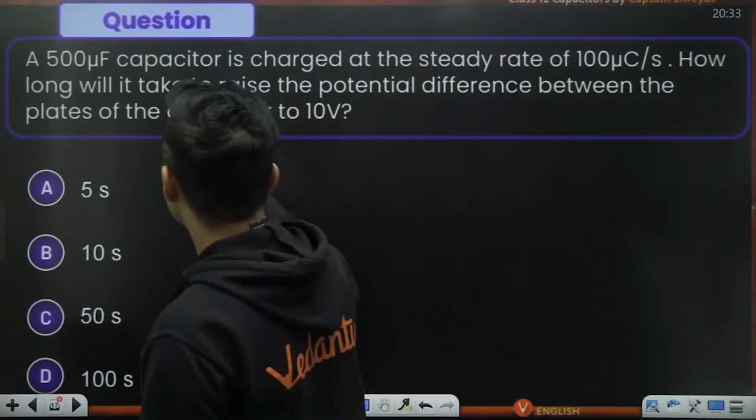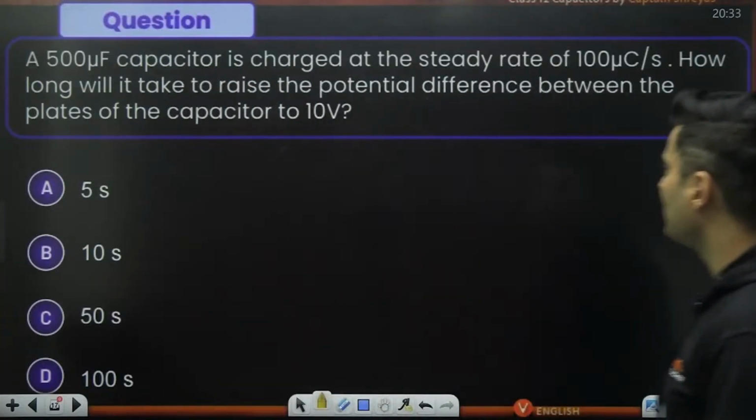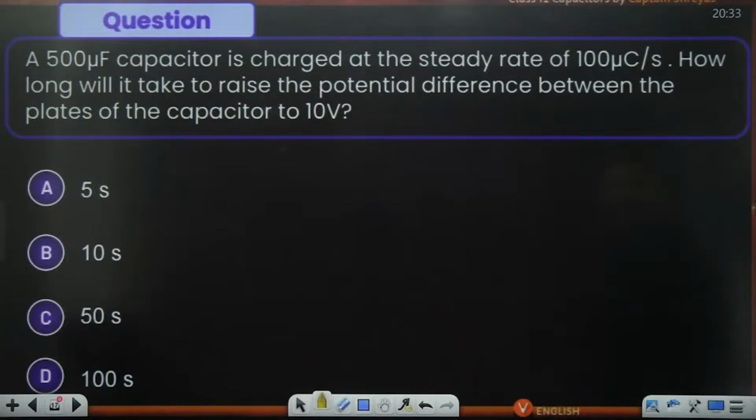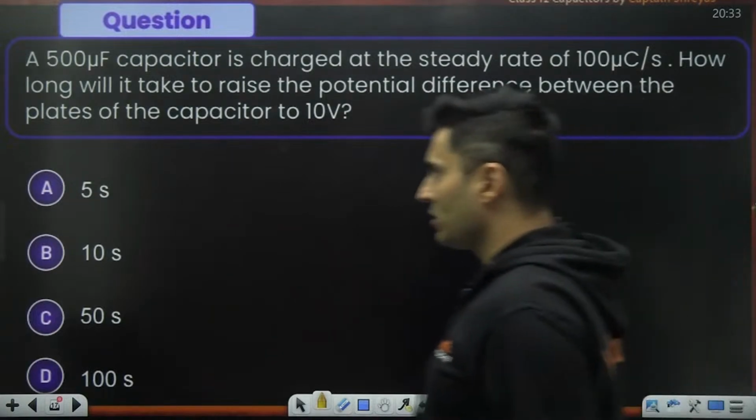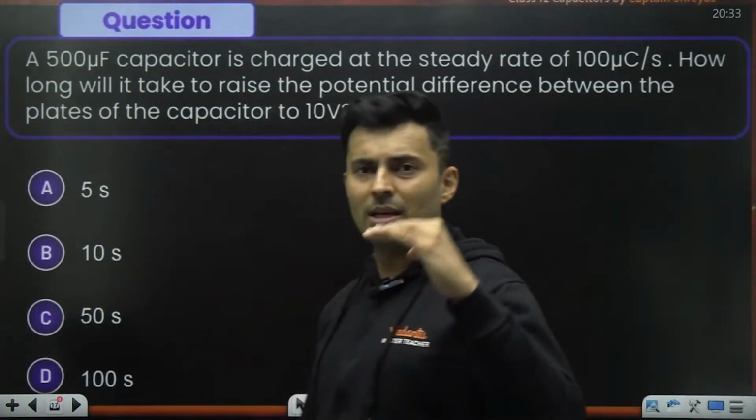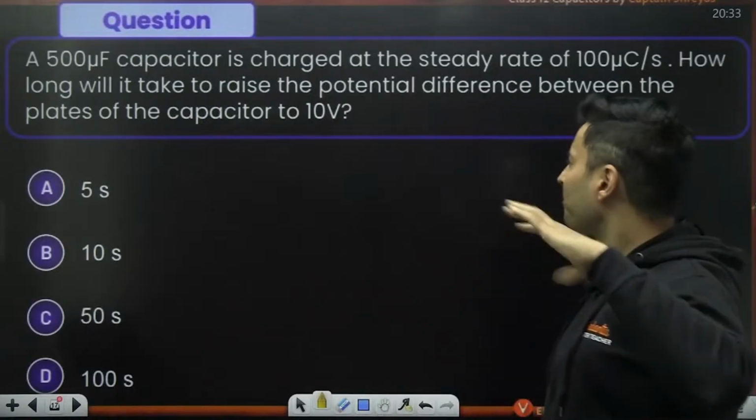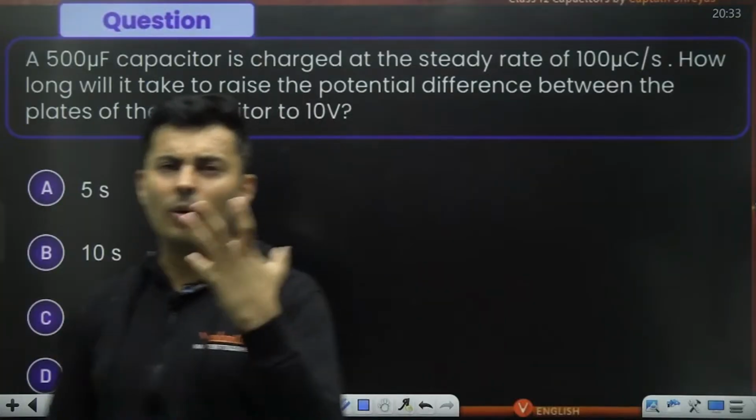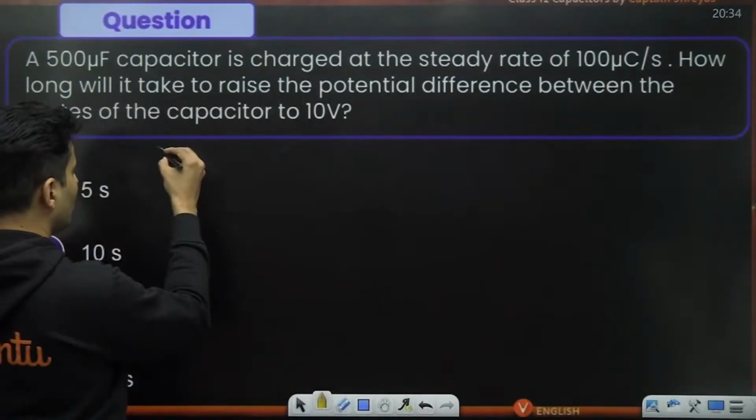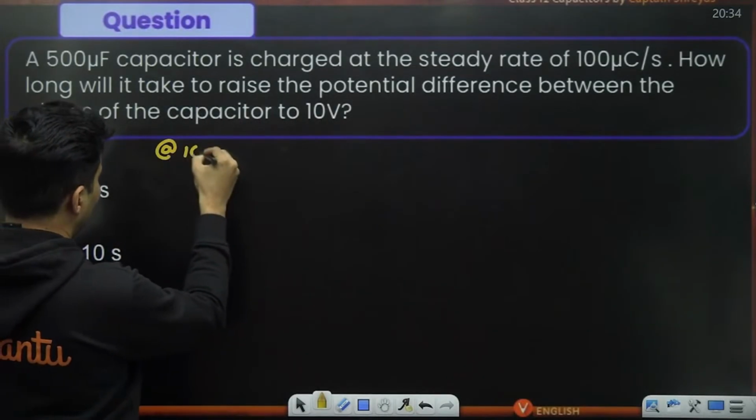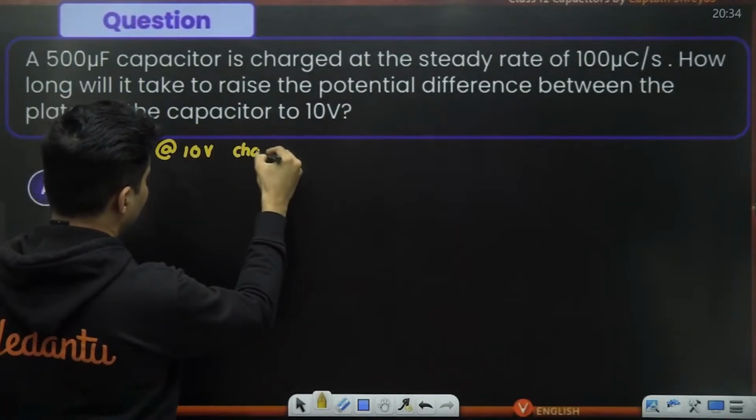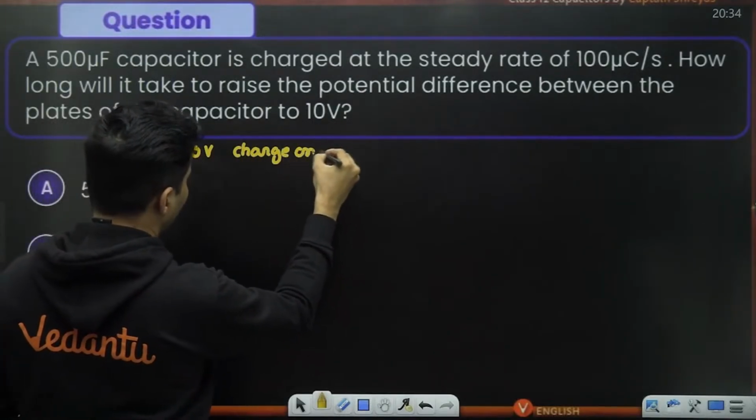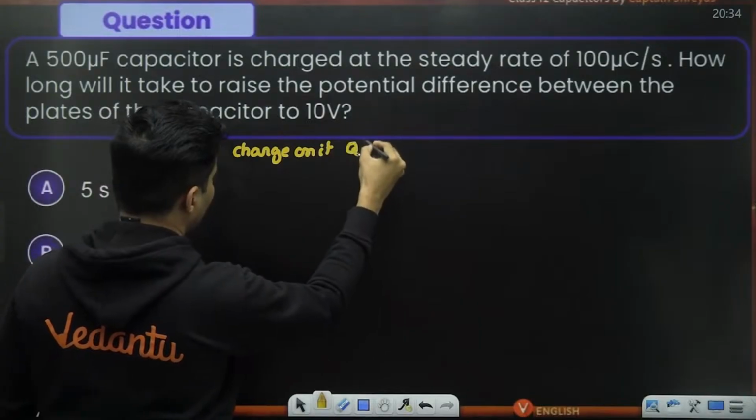Cool? Okay. This particular capacitor is charged at a rate of these many coulombs per second. How long will it take to raise the potential difference between the plates to reach 10 volts? So this capacitor will slowly keep increasing its charge and eventually reach 10 volts. When it reaches 10 volts, how much charge will it have? So at 10 volts, let's say the charge on it is Q.